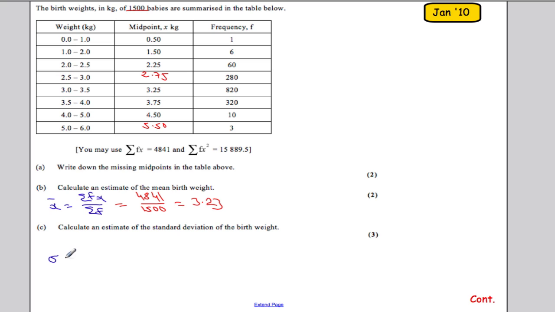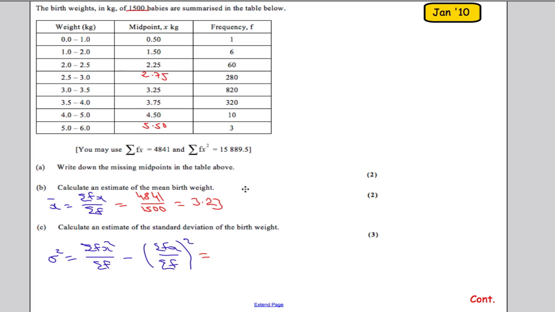Well, let's write down what the variance is first. The variance comes from the mean of the squares. So sum of fx squared over sum of f minus the square of the mean, sum of fx over sum of f all squared. You have to know this formula here. And variance is known as sigma squared. So sigma squared is the mean of the squares minus the square of the mean. I'm going to just put these values in now.